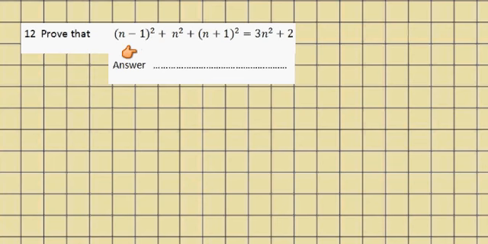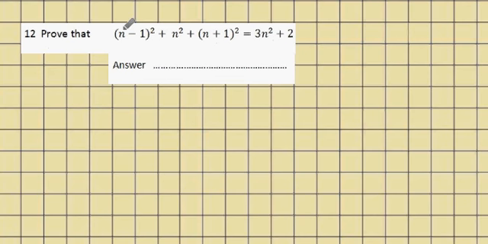Prove that (n minus 1) all squared plus n squared plus (n plus 1) all squared is equal to 3n squared plus 2. To do this, you need to simplify the left expression so that when you're finished, you've got the right expression. This right expression is fully simplified. The left expression isn't, so my guess is if you fully simplify it, you'll be left with 3n squared plus 2. So let's try that now.